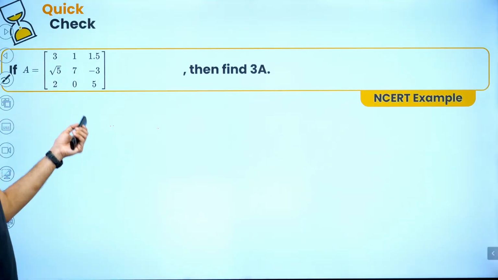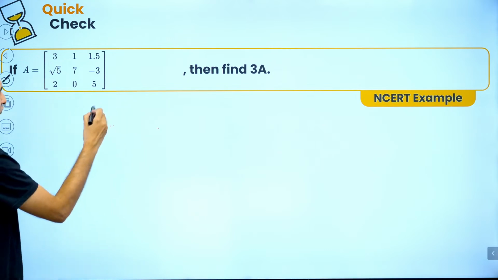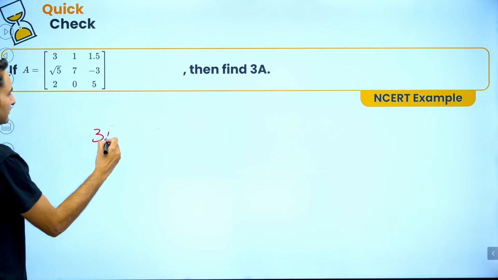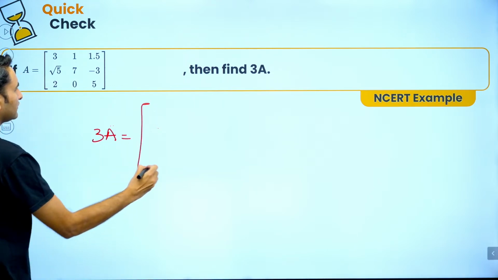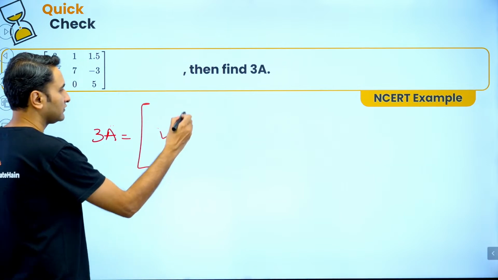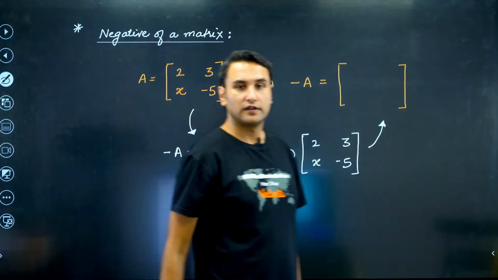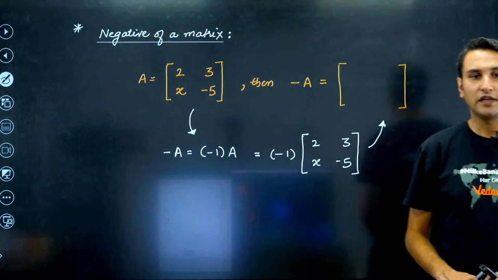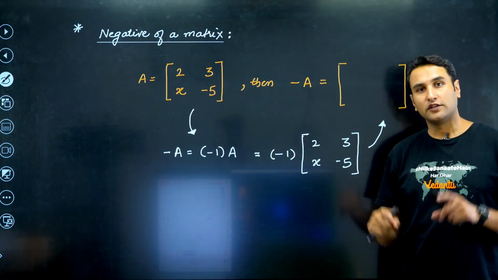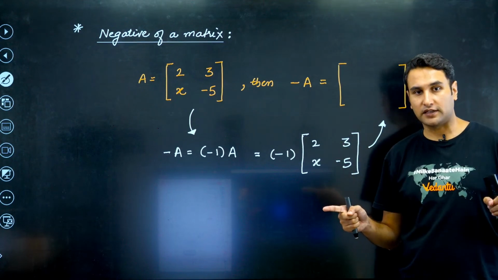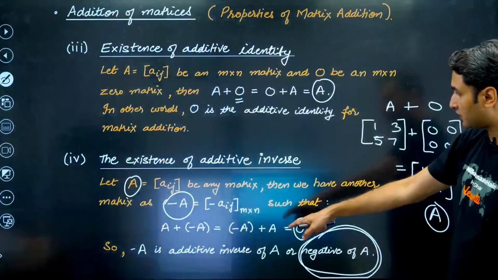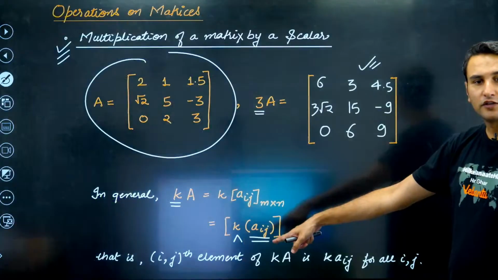So let's take an example. We have done a similar one, you can do it, right? So what is 3A in this case? Can you do it? It's the same, right? We have done this already. It's an NCERT example, but it leads us to the negative of a matrix. So if you know the multiplication by a scalar, you can now find out the negative. What was the negative here? We studied negative here, right? So let's come to the negative.